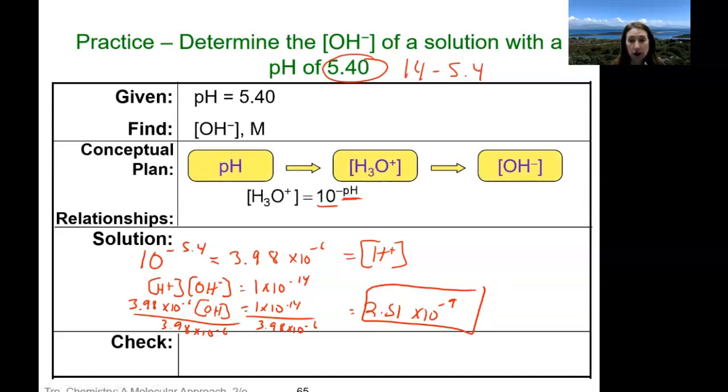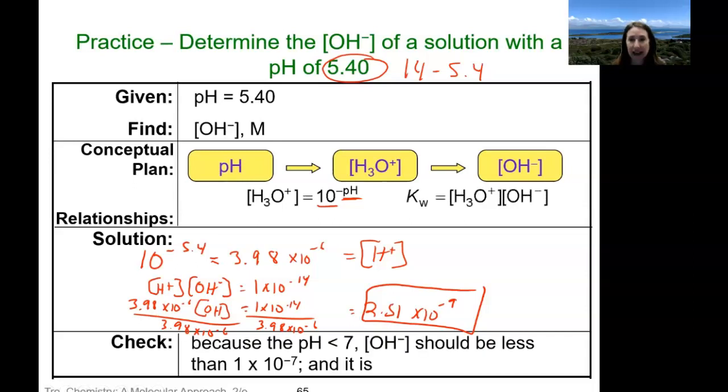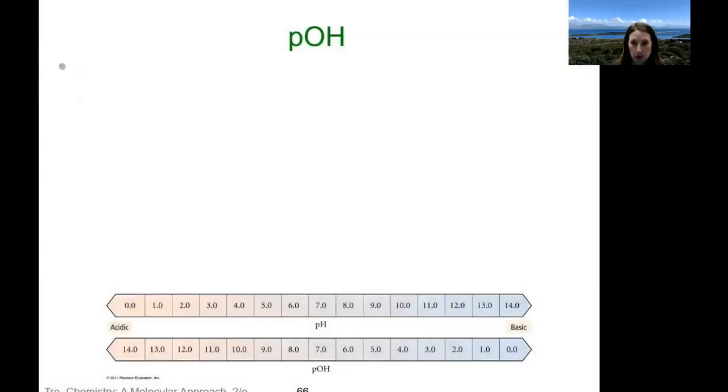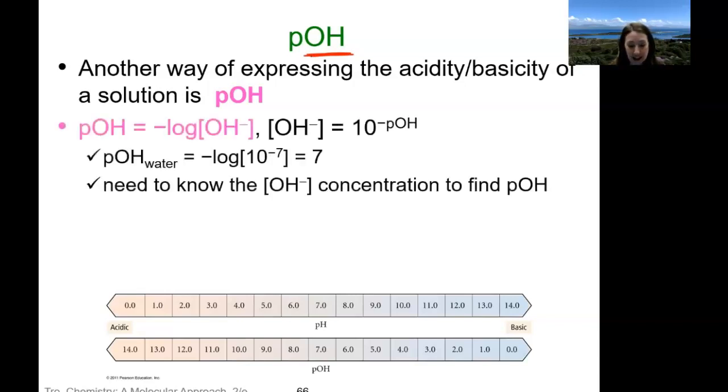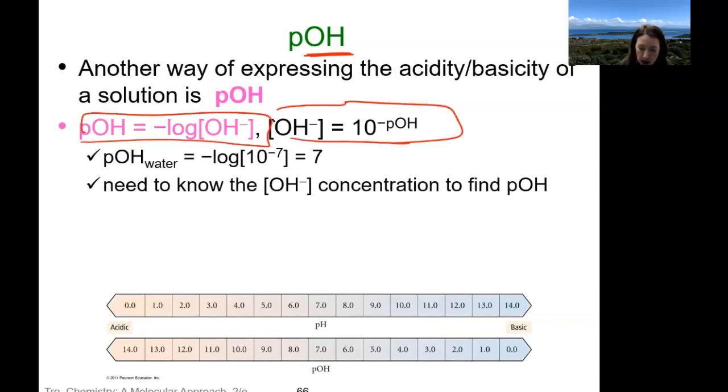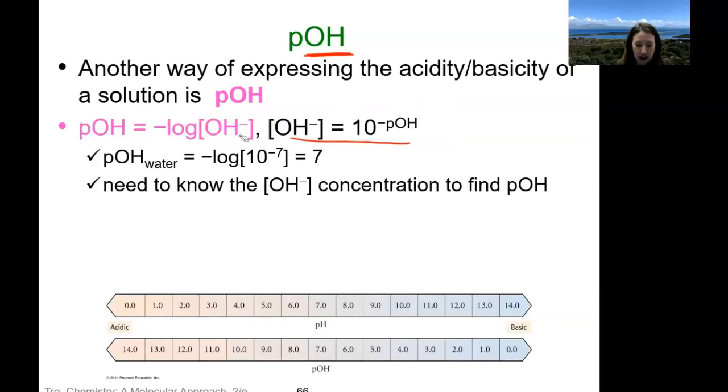And again, you can do this a different way. So let me show you the different way I keep talking about, and I'm assuming most of you remember it, but just in case. So POH. POH, remember, P just means negative log of whatever's behind it. So POH means negative log of OH. So you can use POH like this, or you can use pH like this, just like you're using hydrogen. You just remember that we're talking about hydroxide instead of hydrogen.